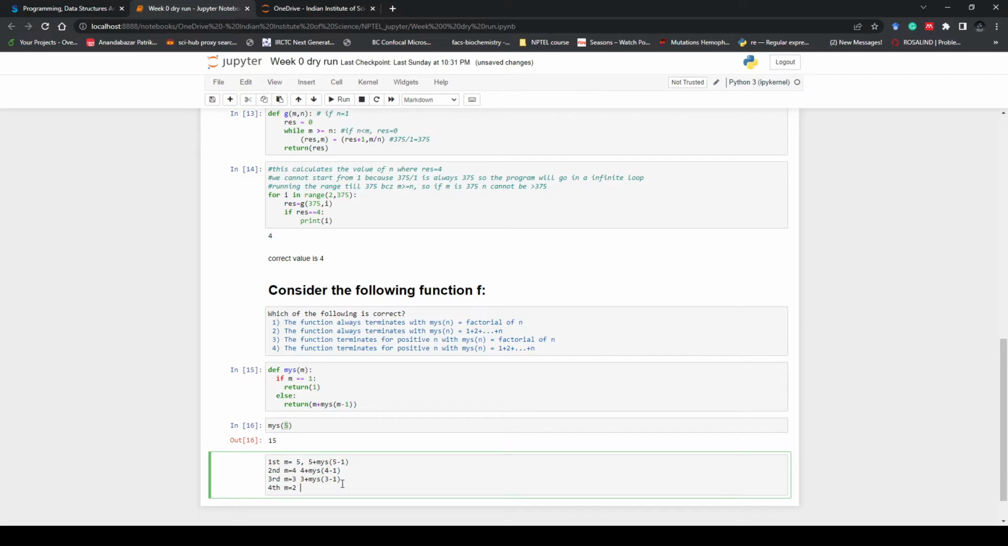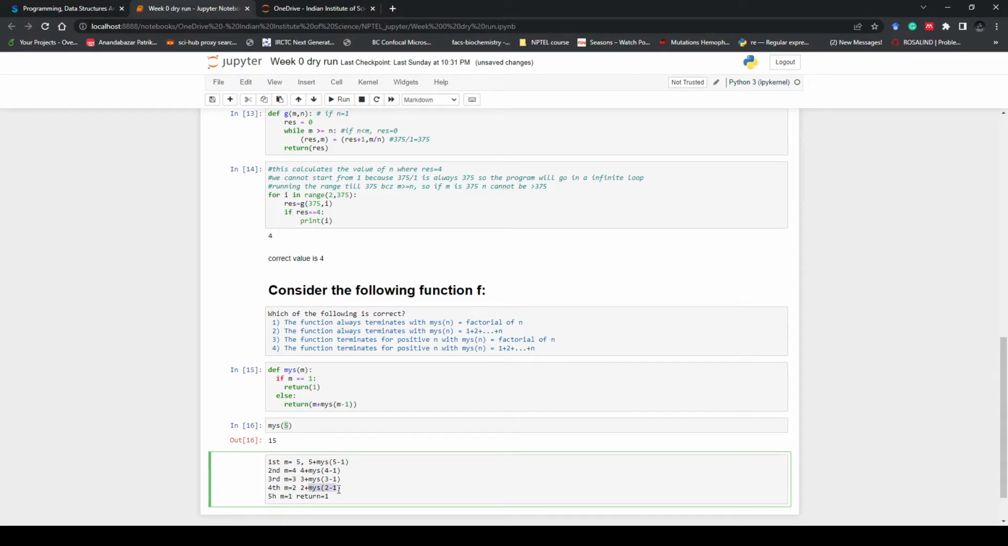So then 2 plus mys of 2 minus 1, so that will be mys of 1. And when I'm calling it for the fifth time, m is equal to 1. So now this function will return 1. That means mys of 1 is 1, then mys of 2 minus 1 will be 1.